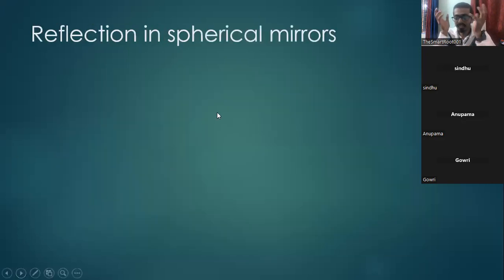Now how does reflection happen in these kinds of mirrors? Okay, plane mirror is fine. The light falls at some angle and goes back at the same angle. Correct? But what happens in a spherical mirror? Is it the same here also? Does it go out at the same angle at which it falls? Yes, let us take a look at that.